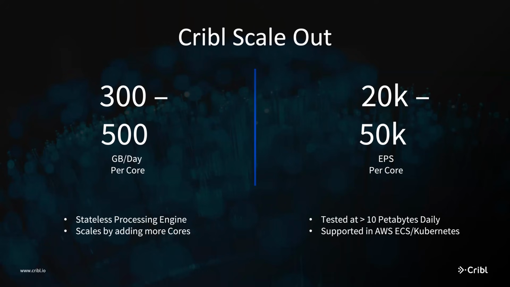We are a stateless processing engine. It scales linearly with the amount of processing power that you add to it. And so essentially, keep throwing more cores at it, we will process more data. General guidance is 20 to 50,000 events per second per core. And we've tested that at petabytes per day. And we can deploy that essentially anywhere that you would like to run that.